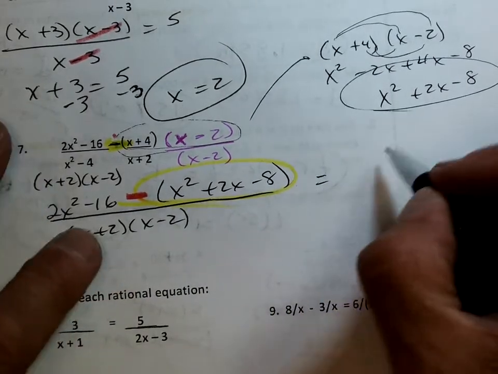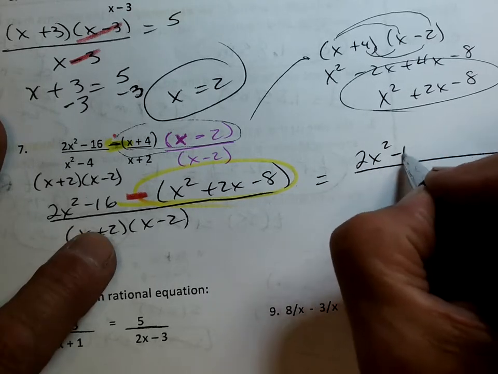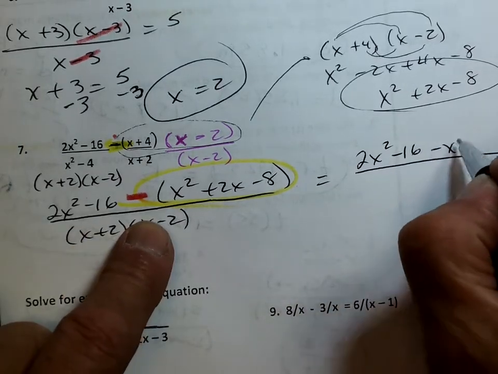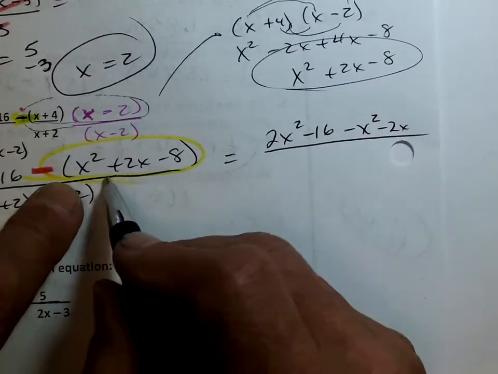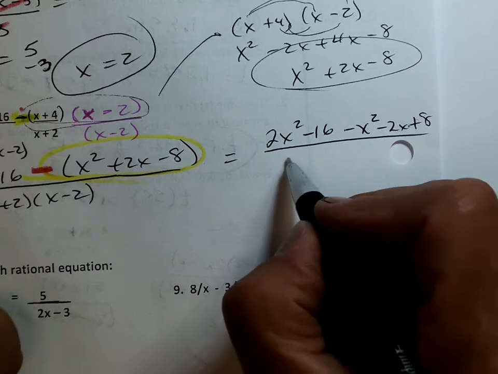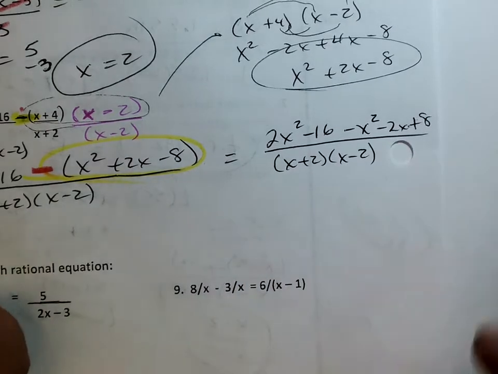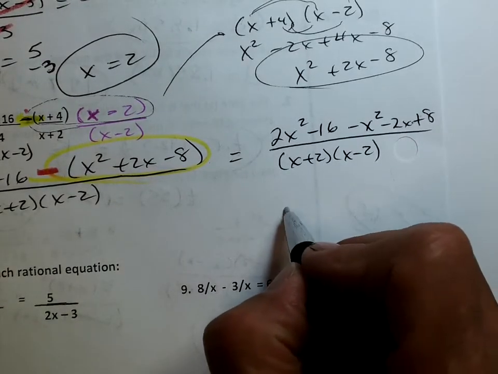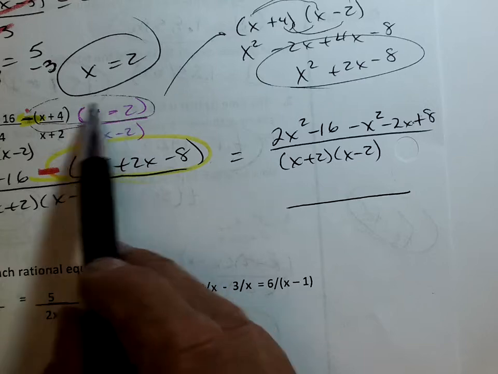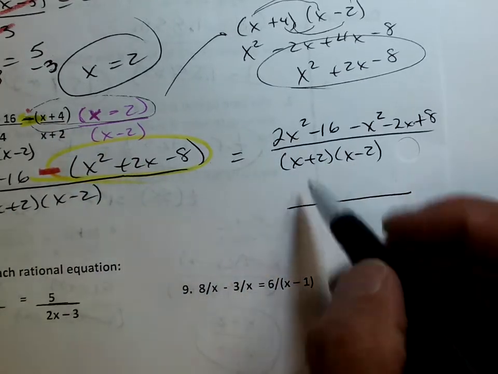All right, I'm going to have a 2x squared minus 16 minus an x squared minus a 2x plus an 8. All over my common denominator, which is the x plus 2, x minus 2. Okay. All right, let me combine like terms here. So I FOILed that, brought through the negative.